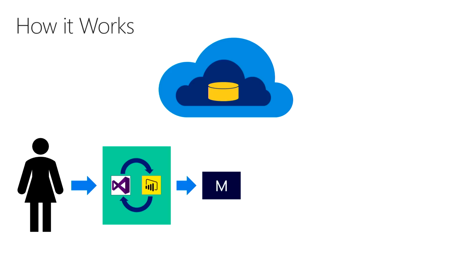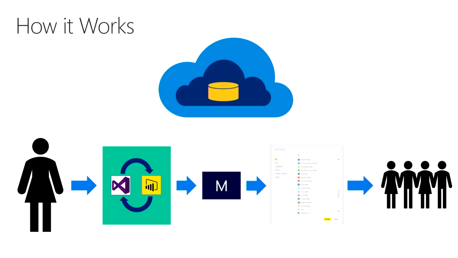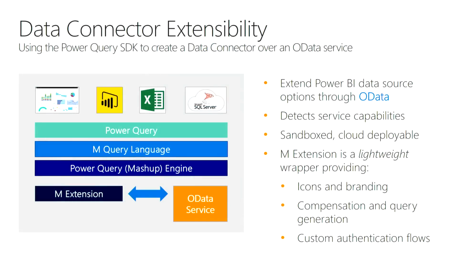Out of that, you get an M extension, so this file. And that file can contain your logic, your M queries, icons, branding, strings. So basically, it lets you create this branded experience and branded connector. You then install it into Power BI Desktop. It automatically shows up in the Get Data dialog like any other connector, and then other people can consume it. And that's pretty much how it works and what I'll be showing today.